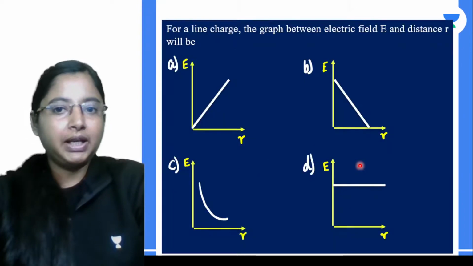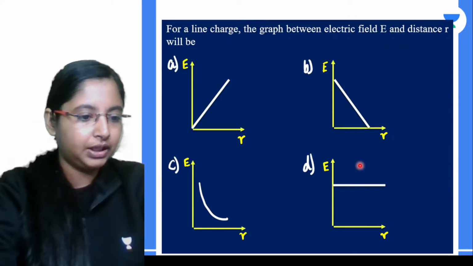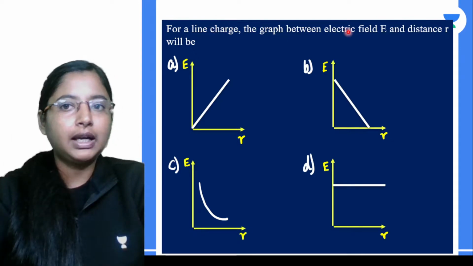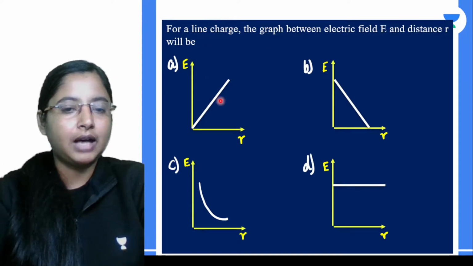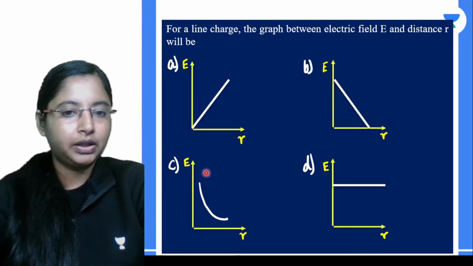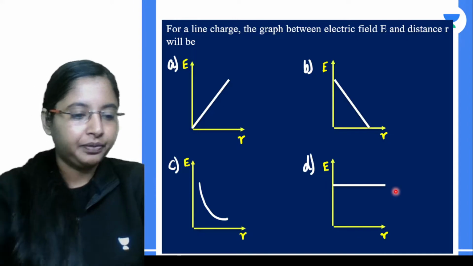Let me end this session with a very simple question. If you know the answer, you can give it in the chat box. For a line charge like the one we saw right now, how would the graph between electric field and distance vary? Will it linearly increase? Will it linearly decrease as we go forward? Or will we see a graph like C, or will there not be any change in the electric field?